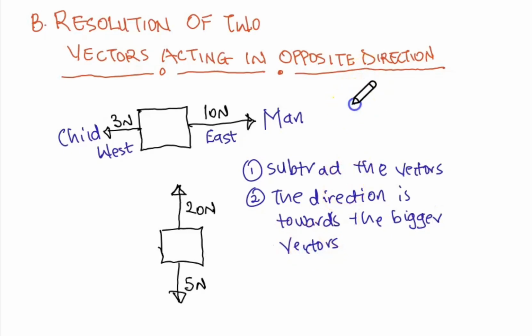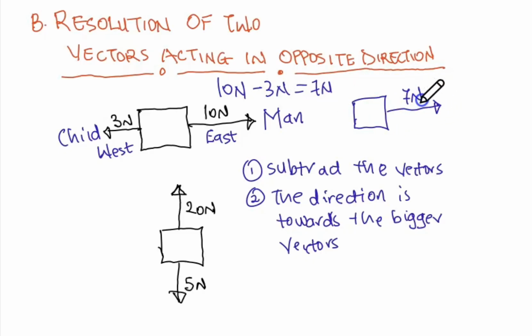So in this case, this box is going to move like this. So this is the box. Now we are simply going to say 10 Newton minus 3 Newton. So this will give us 7 Newton. So the box will move towards the side of the man with a force of 7 Newton. So it's going to move eastward.